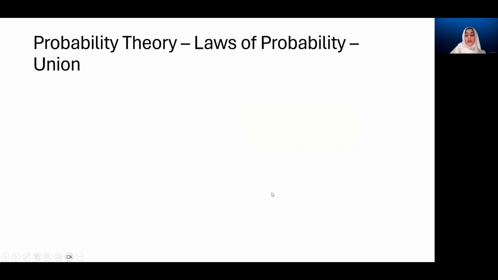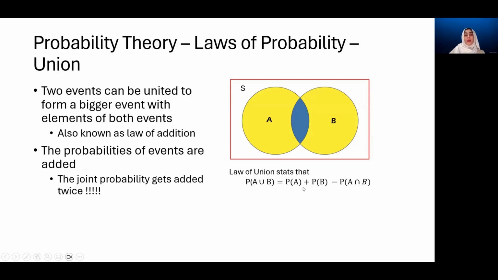So the law of union lets two events be combined, and the probability of the new event is calculated using addition of the two events minus the probability of the intersection of those two events, which is the probability of joint occurrence of those events. Let's see this with the help of an example.